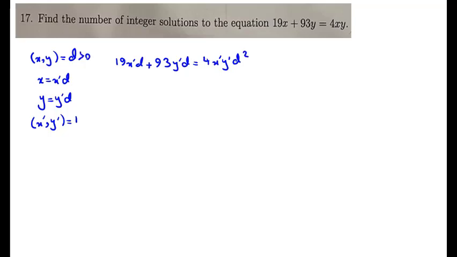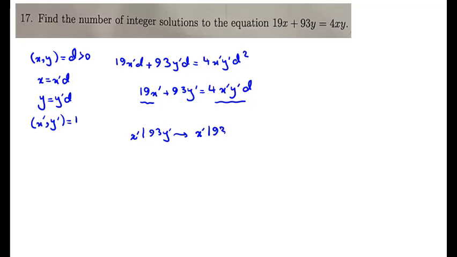We know d is positive because it's a GCD, always positive. If we divide both sides by d, we get 19x' + 93y' = 4x'y'd. Here, we know x' divides this, so x' divides the only term that is left, 93y'. Because x' and y' are coprime numbers, x' divides 93. Similarly, y' divides this and this, so y' divides 19x.